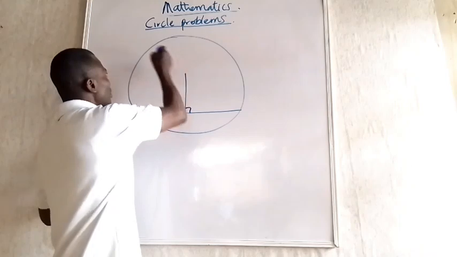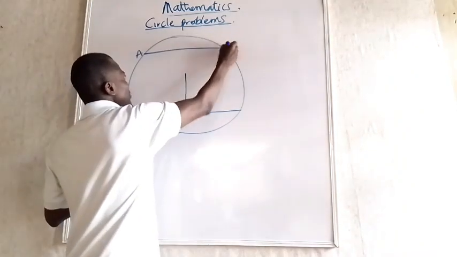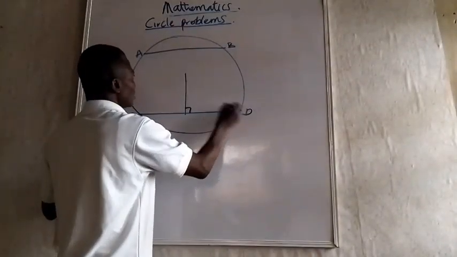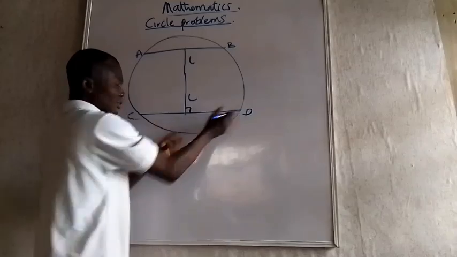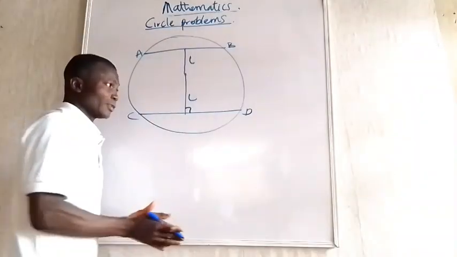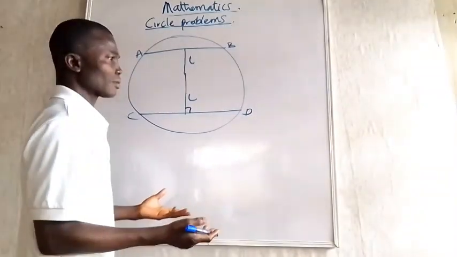We also talked about 2 chords. If this chord, AB, and CD, if the distance of this one to the center is the same as this, AB is equal to CD. And what does this say about chord?